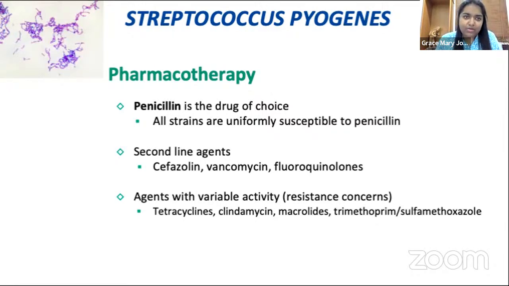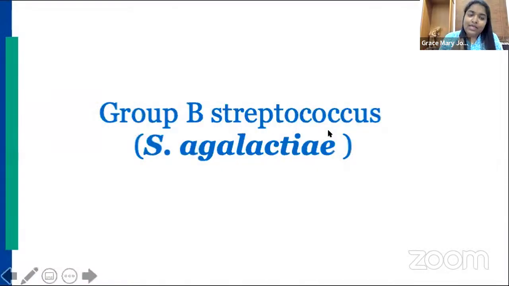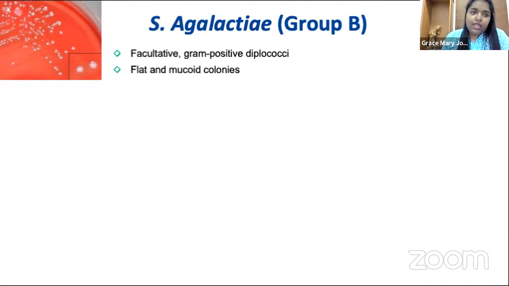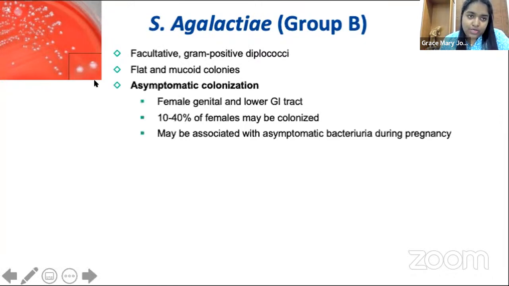Now coming to group B Streptococcus, which is again beta hemolytic. That means it causes complete destruction. The one and only thing that you need to know is the Streptococcus agalactiae. The easy way I remember is group B, B for babies, because it usually causes neonatal sepsis. It is one of the major causes of neonatal sepsis. It is also a gram-positive diplococci, which causes mucoid colonies. Like you can see here, it is like mucus.